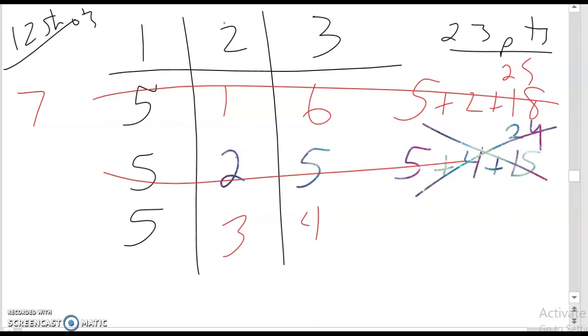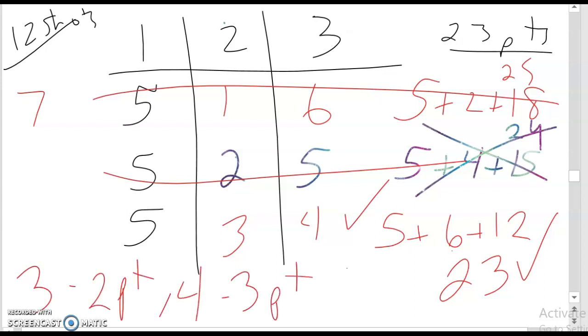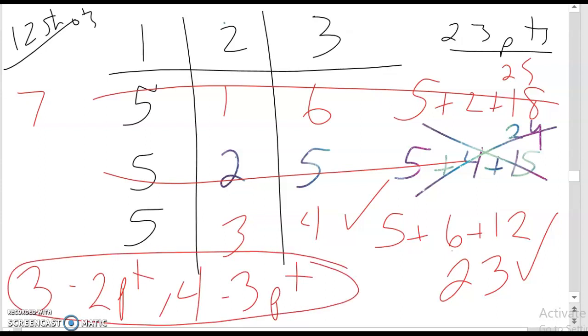Again, I know there are 5 1-point shots. Let's go to 3 and 4. So 5 plus 6 plus 12, because 3 times 2 is 6, right? 3 2-point shots. 4 3-pointers is 12 points. So together, 5 plus 6 plus 12 is 23. So we have 12 shots, 23 points. So she made 3 2-pointers and 4 3-pointers. And that's how we can figure it out.